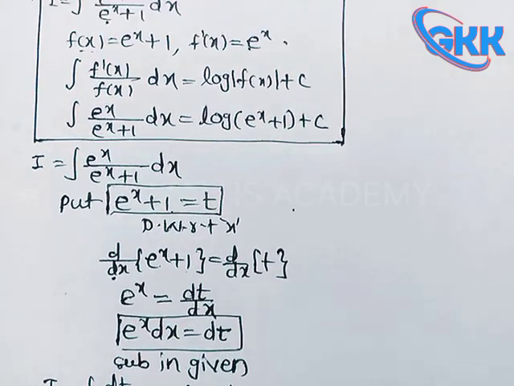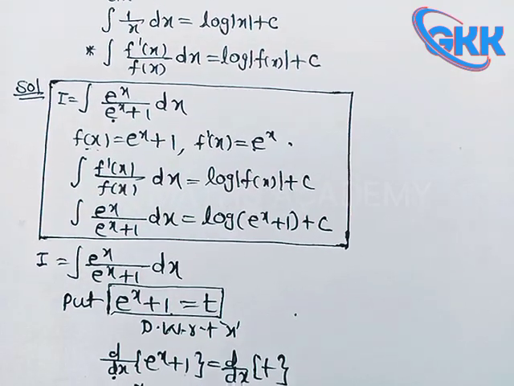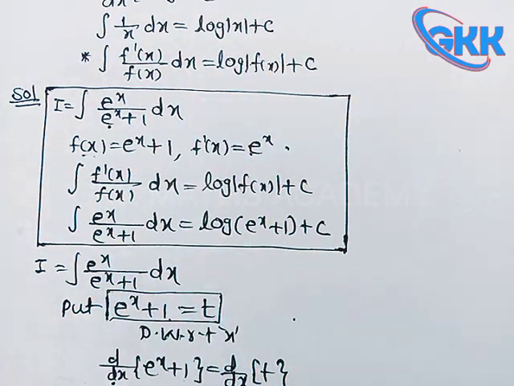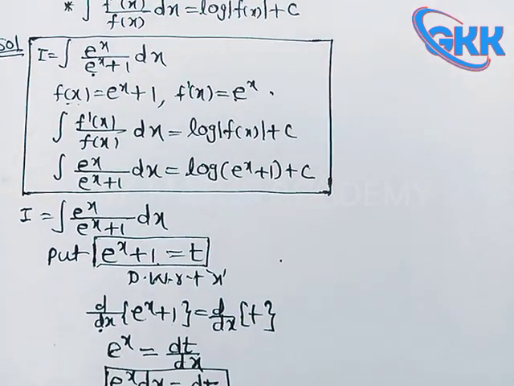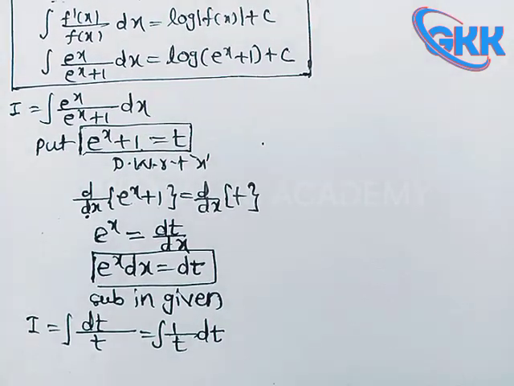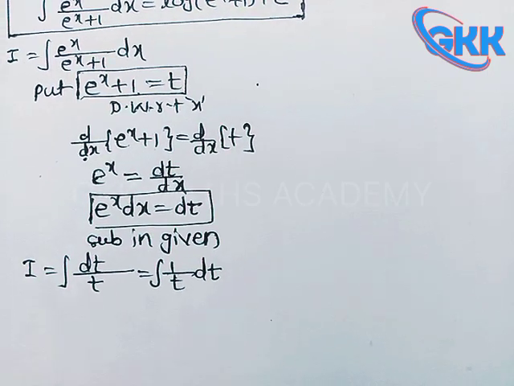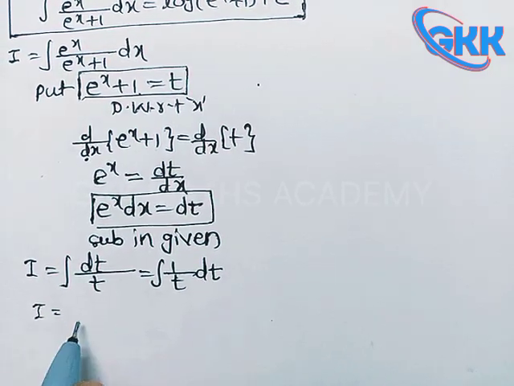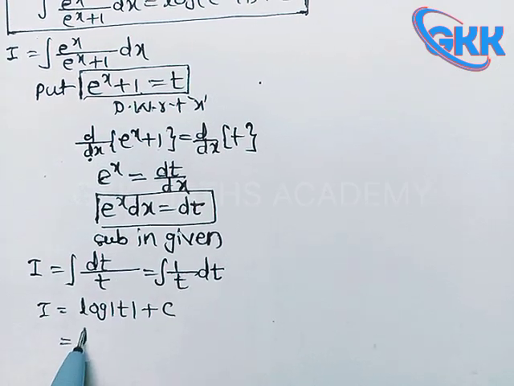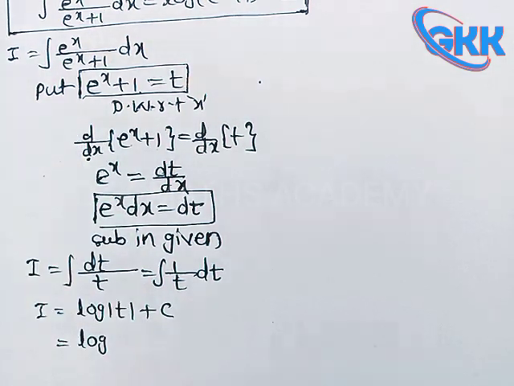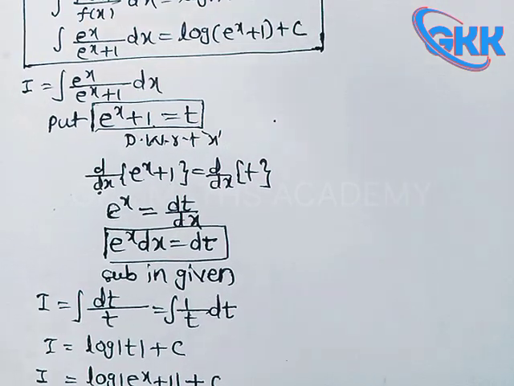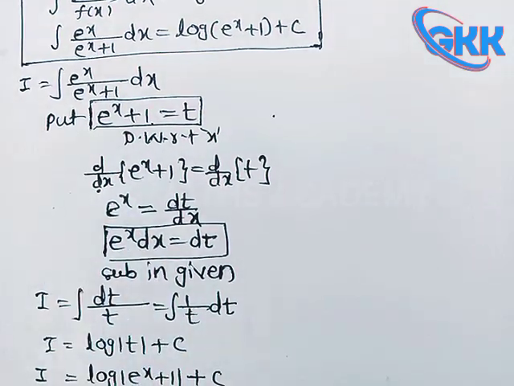Which form did we get? We got the form integral of 1 upon x dx. What is the formula? Log mod x plus c. So in that formula, I is equal to log mod t plus c. What is t? T is e power x plus 1, plus c. In both cases we got the same answer. See that, sir.